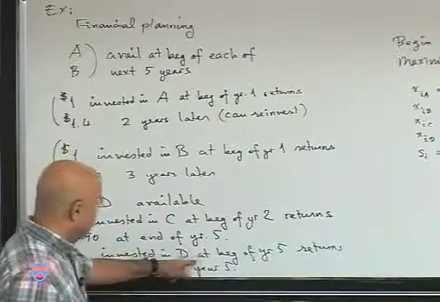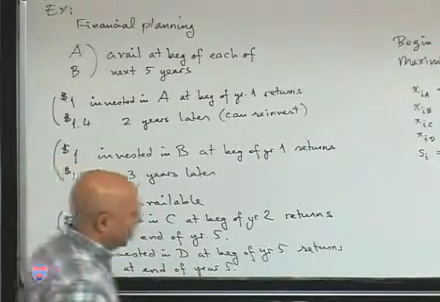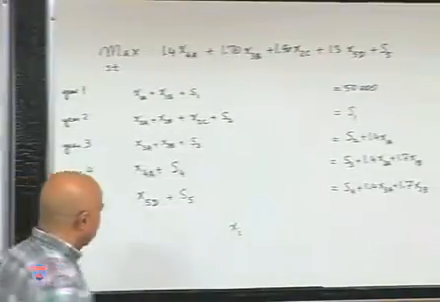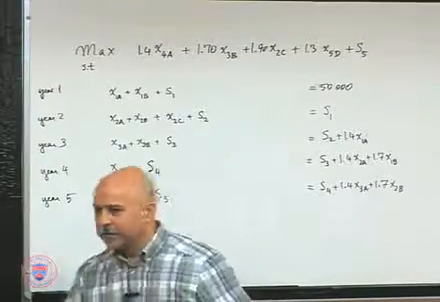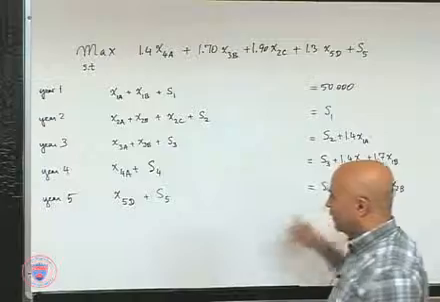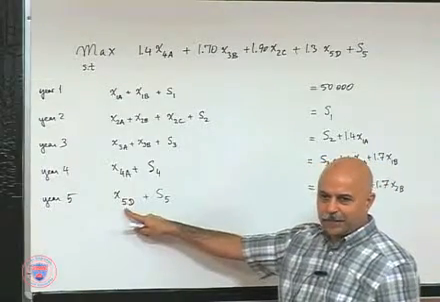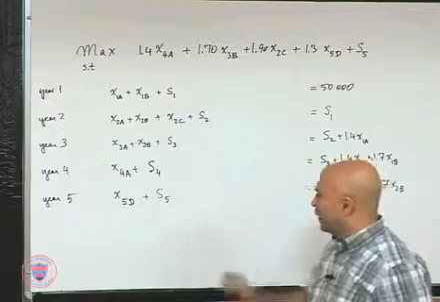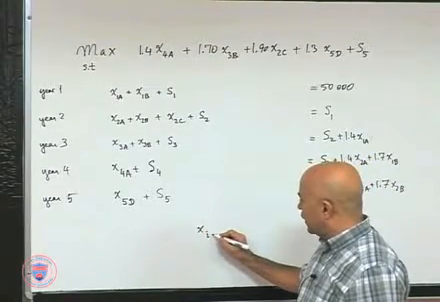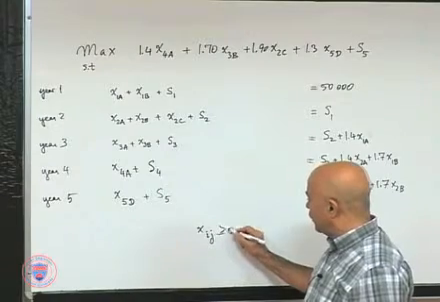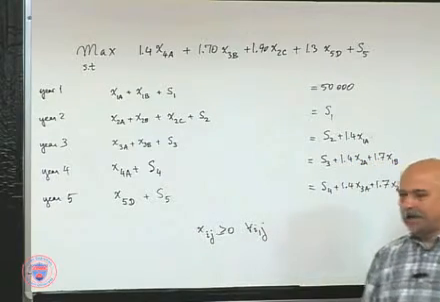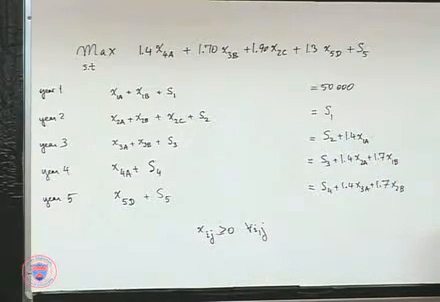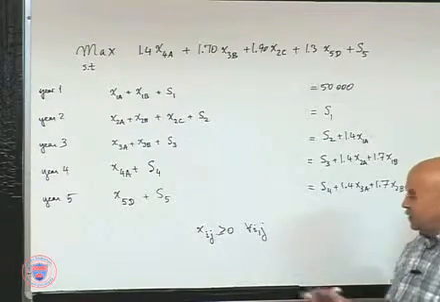$1 invested in D at the beginning of year 5 returns 1.30. What about that? It's in the objective function. I don't have anything else here. This is the money invested in D at the beginning of that year. That's it. All right, so we've got x_ij greater or equal to 0 for all relevant combinations of i and j, i going from 1 to 5, j going A, B, C, D. Okay? That's it.